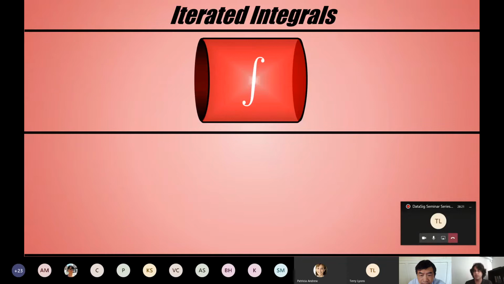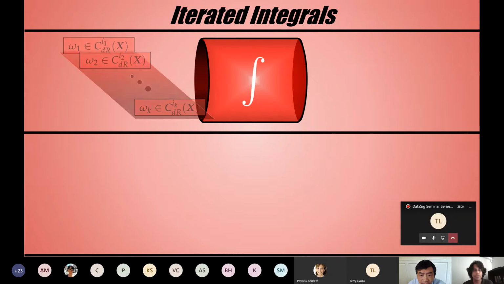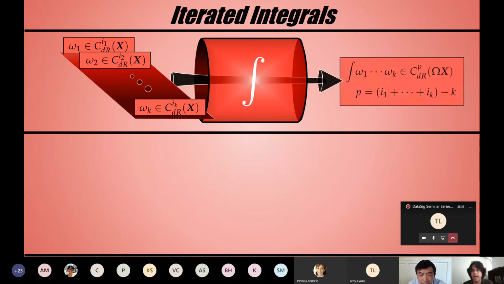So here's a recipe for building an iterated integral. You take a bunch of forms, maybe all of different dimensions, different gradings in the de Rham complex that we saw on the previous slide. So omega 1 through omega k, and you produce out of them a single form on the loop space. So what's going in is k different forms on X, and what's coming out is one single form on the loop space of X. And the degree of the form that comes out depends on the degrees of the forms that went in by this formula. So you add up the degrees of the individual forms. If there are k of them, then you subtract k.